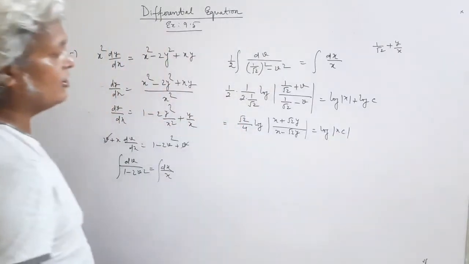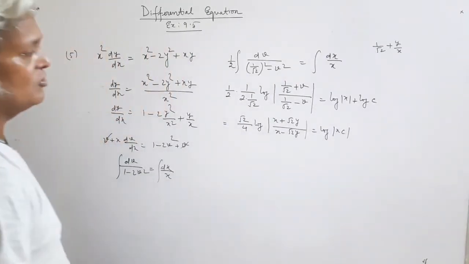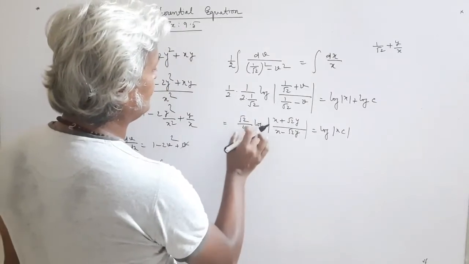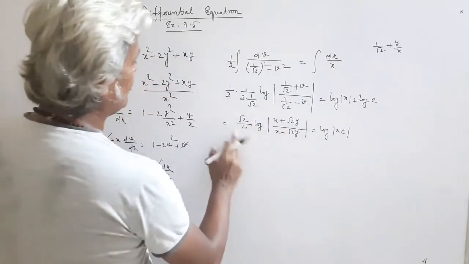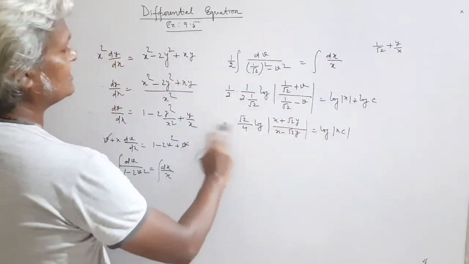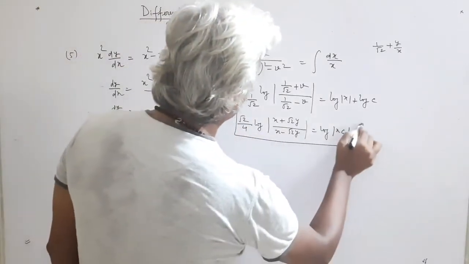Now you can take anti-log if you feel like doing so, or even if you leave the answer here, that is also no problem. If I take the anti-log, this one will be a problem, because first I have to get rid of this one, and this is in the form of n log m, so this one goes to the power. So I leave my answer here only because I think this is a better form.